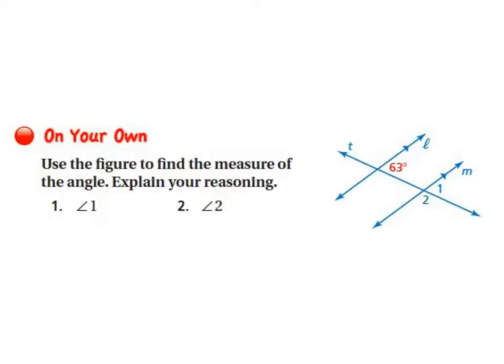Okay, your turn. You give it a try. We've got a similar picture here. We've got parallel lines L and M. Remember, these little arrows here are telling us that these two lines are parallel to each other. Our transversal is T. Take a minute, pause the video, figure out what the measures of angle 1 and angle 2 are.